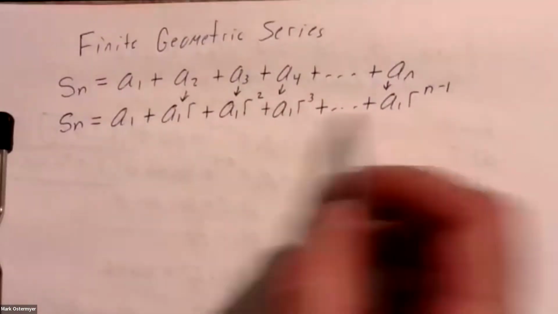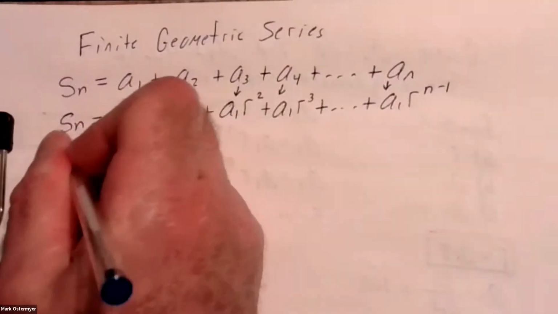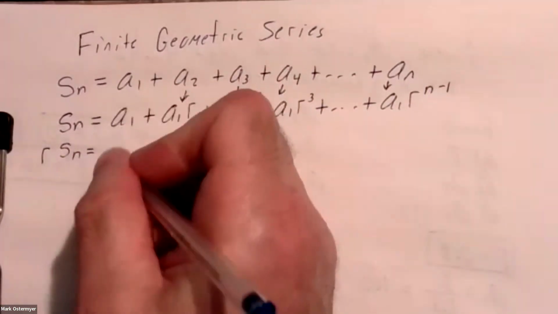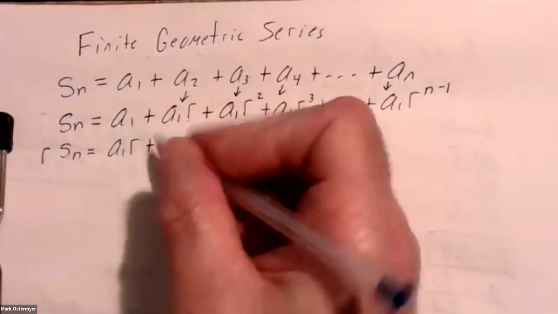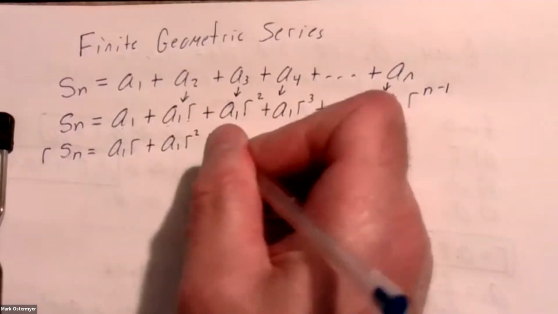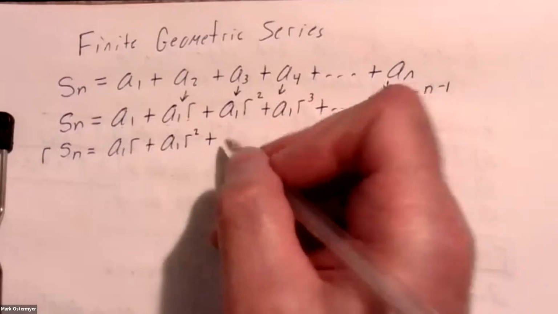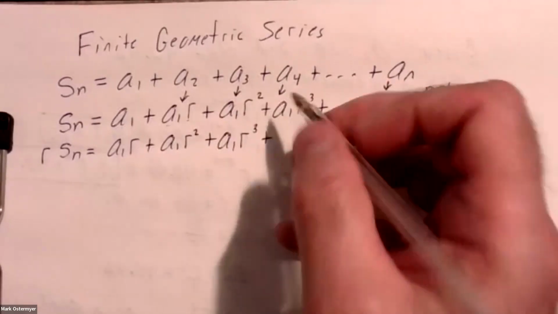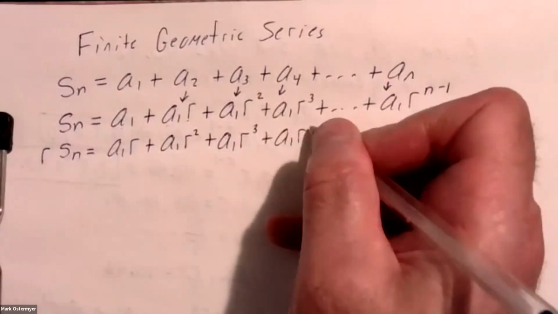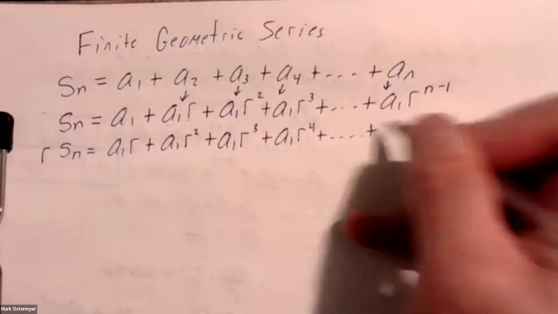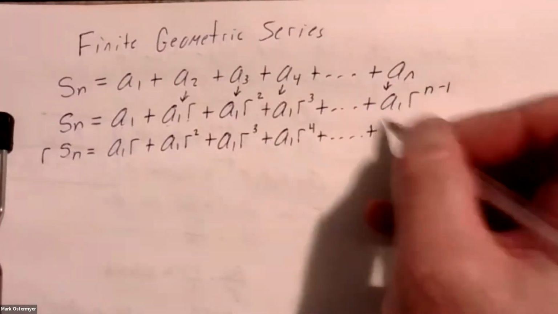I'm going to take this last equation and multiply both sides by the common ratio. When I multiply this term by r, I get a sub 1 r. When I multiply this term by r, I get a sub 1, and r times r is r squared. When I multiply this term by r, I get a sub 1 r cubed. When I multiply this term by r, I get a sub 1 r to the fourth power, plus, plus. When I multiply this last term by r, what do I get?